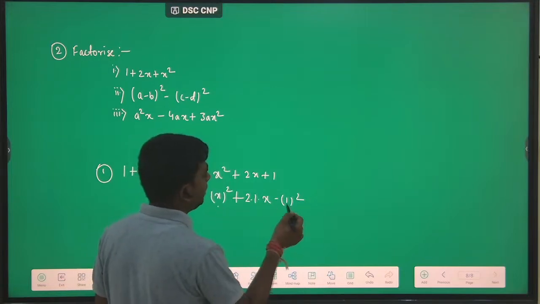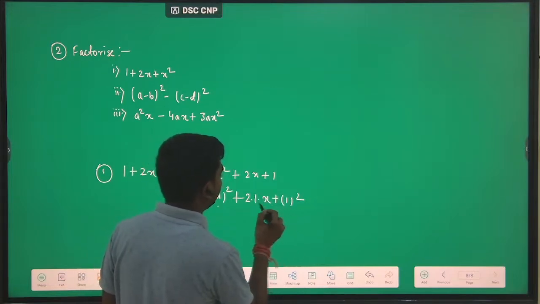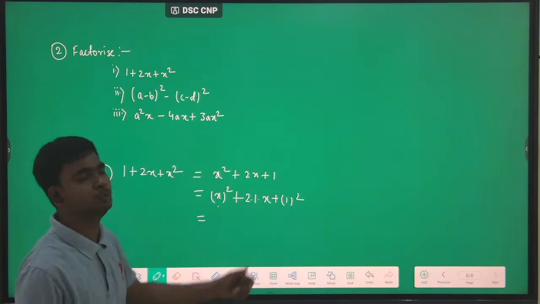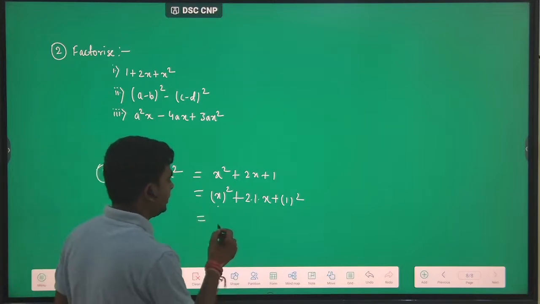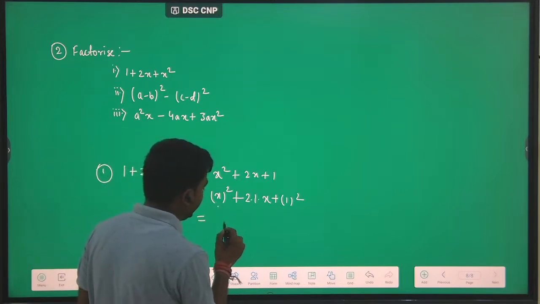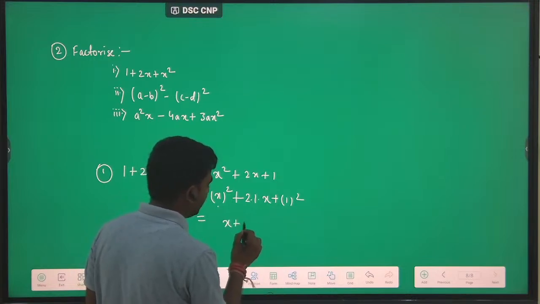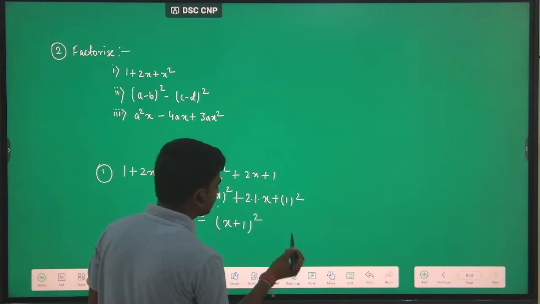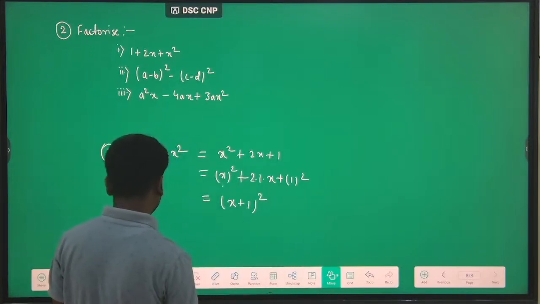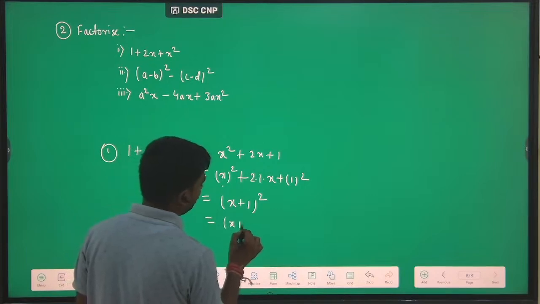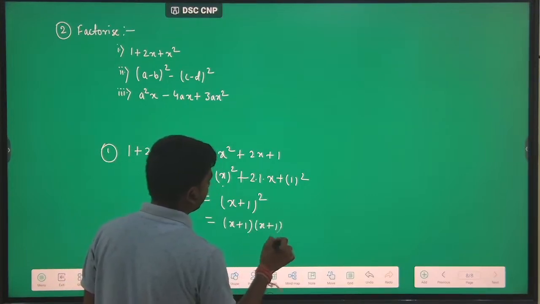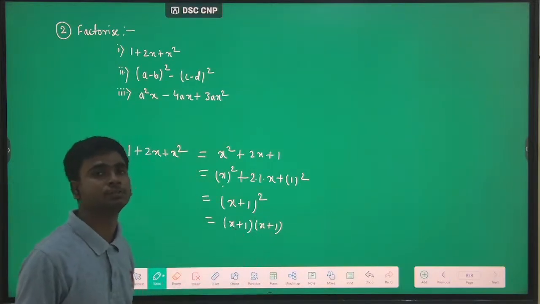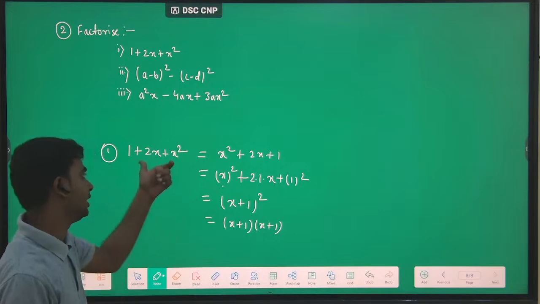That means a square plus b square plus 2ab. So it is a plus b whole square where a is x and b is 1. So this x square plus 2x plus 1 is actually x plus 1 whole square. So it can be written as x plus 1 into x plus 1. So we have factorized this algebraic expression in the form of x plus 1 into x plus 1. These are the factors of this algebraic expression.